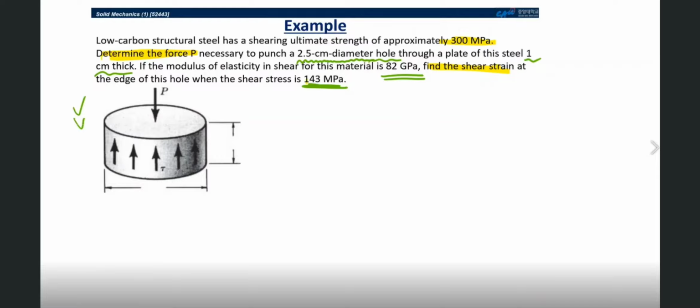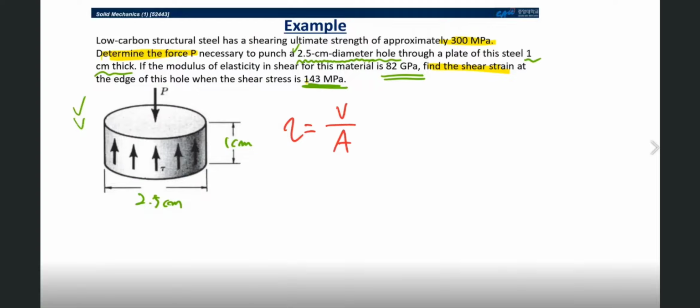Now let's try to analyze the geometric condition. The thickness of this steel plate is 1 centimeter, right? This should be 1 centimeter. And the diameter is about what? The diameter is about 2.5 centimeter.